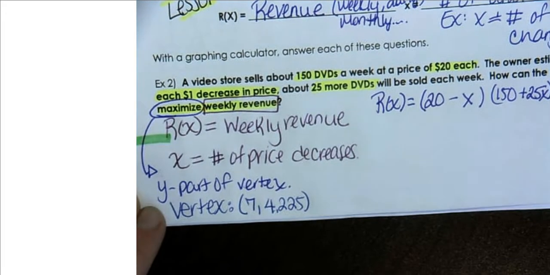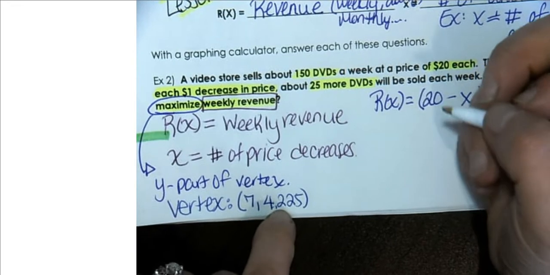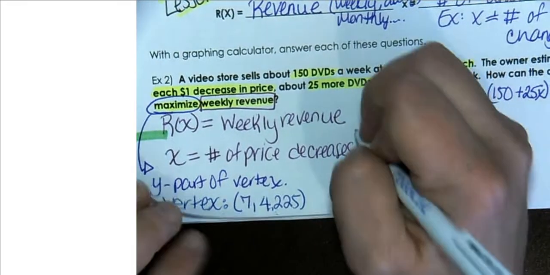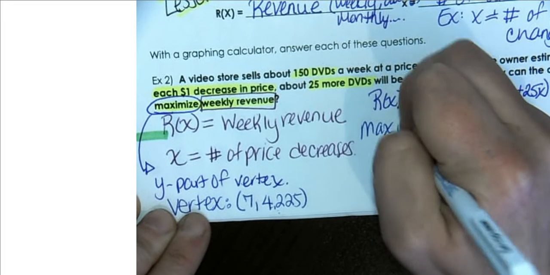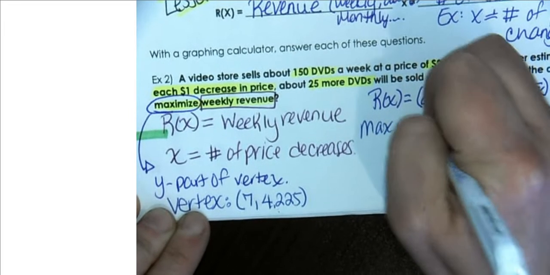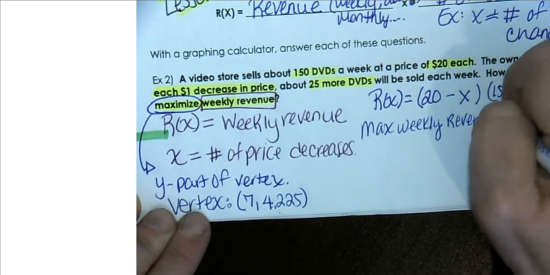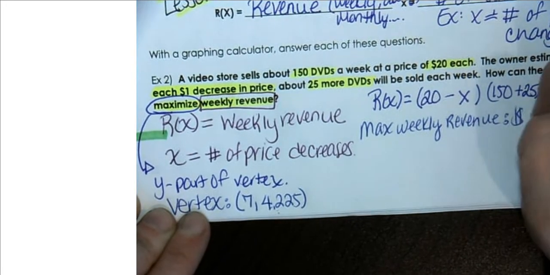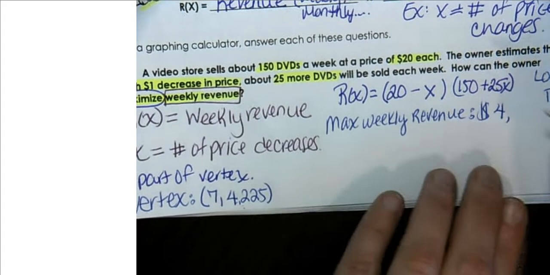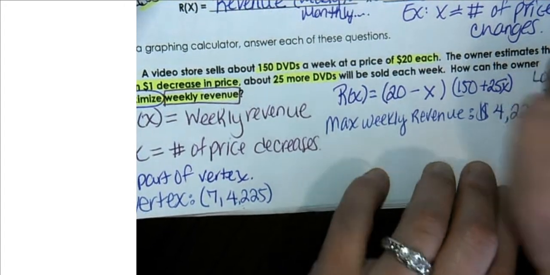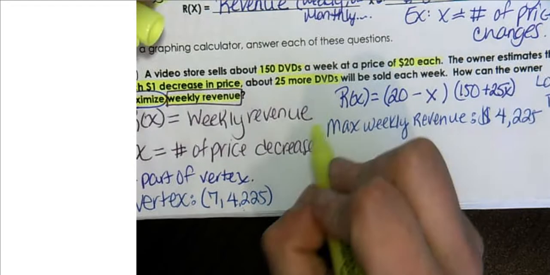Well, based on the Y part of our vertex, it means that the maximum weekly revenue is $4,225. We always put dollar symbols in front of our money. $4,225. That's our maximum weekly revenue, and that is based on the Y part of our vertex.